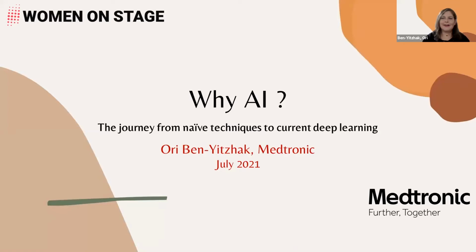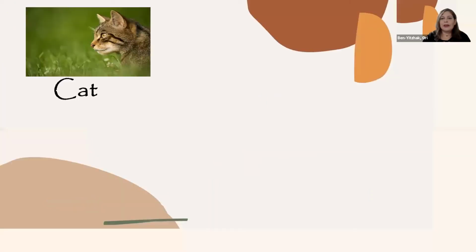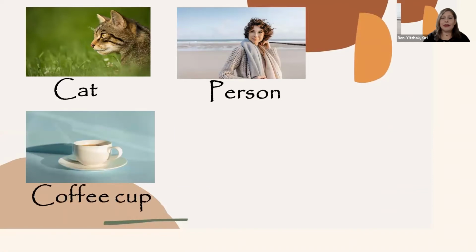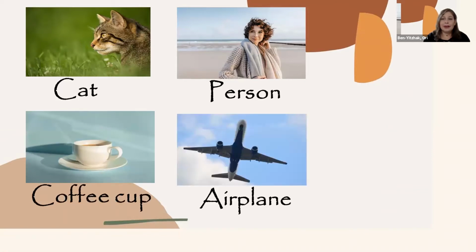Why AI? Well, ever since computers could hold images and process them, we also wanted them to understand what's in the image, to know that this image contains a cat, and this is a person, a cup of coffee, and here we have an airplane. Simple task, really, but it wasn't that easy 10 or 12 years ago.